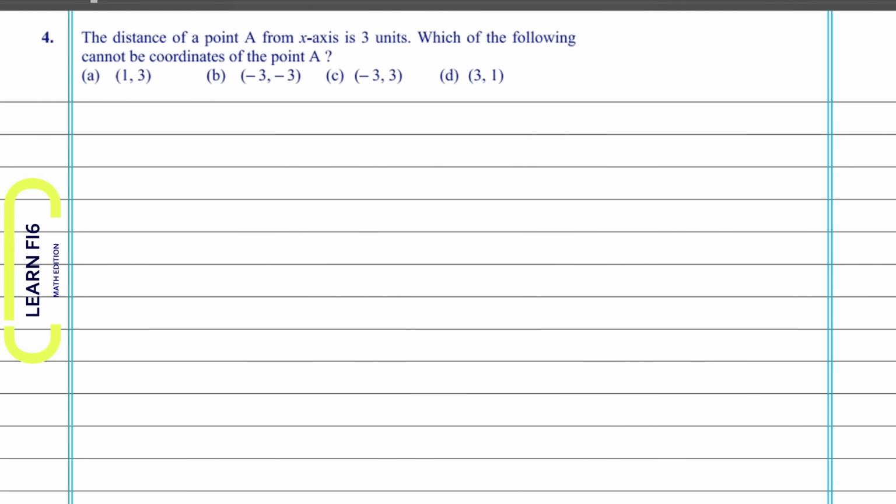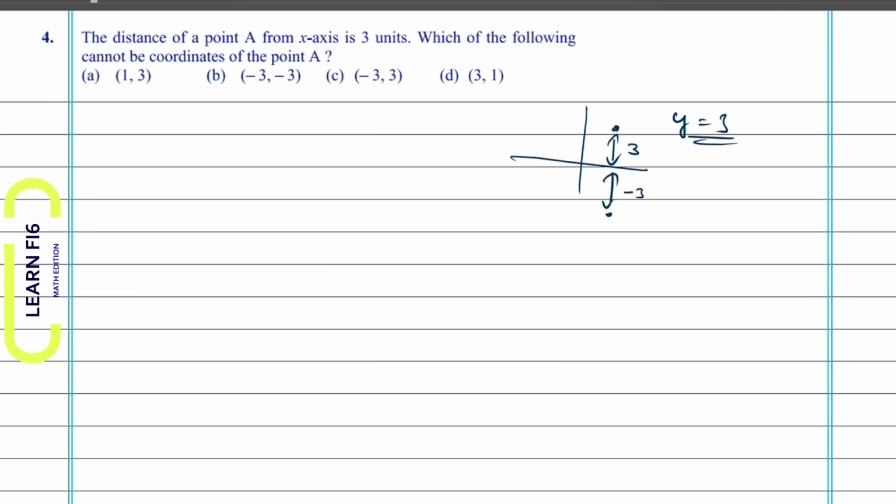Let's check question number 4. The distance of a point A from the x-axis is 3 units. Okay, which means there is a point which lies somewhere in the quadrant. Its distance from the x-axis is 3. If it lies below the x-axis, its value will be minus 3. In either case, the gap between the x-axis and the given point is 3. Okay, which means the y-coordinate value should be 3.